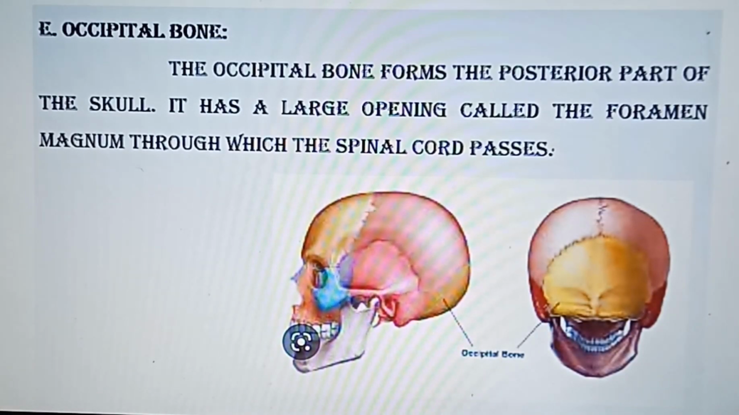Occipital bone. The occipital bone forms the posterior part of the skull. It has a large opening called the foramen magnum through which the spinal cord passes.